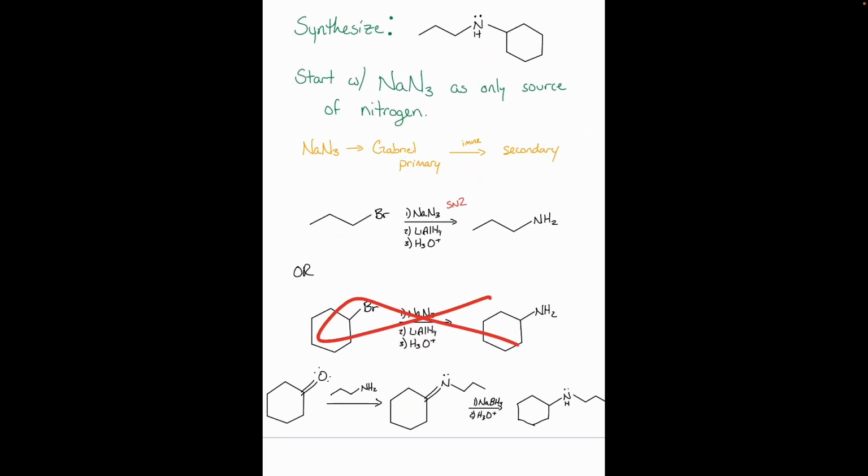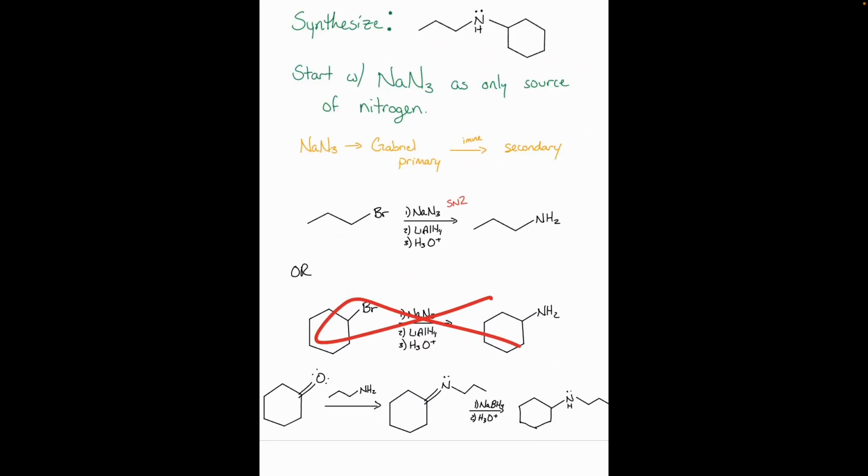All right, so importantly, if we want to synthesize a secondary amine from the ground up, we're first going to synthesize our primary amine using that Gabriel synthesis, and then we can take that primary amine product and turn around and treat it with the ketone in order to get this imine intermediate, which can be reduced to our secondary amine. Cool. All right, we're going to call it there.